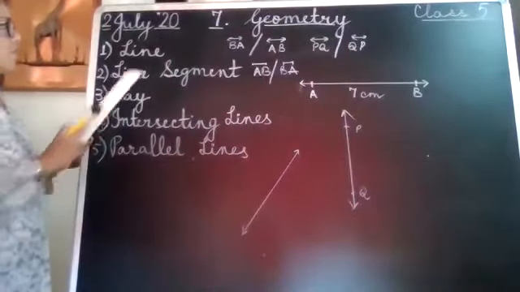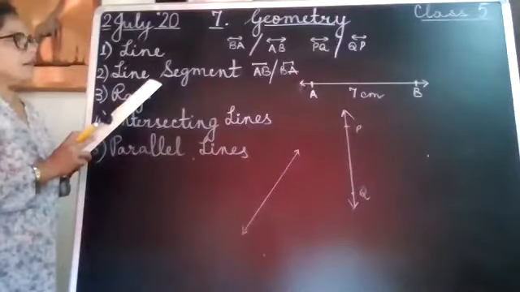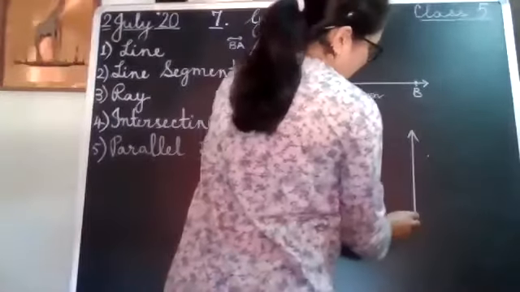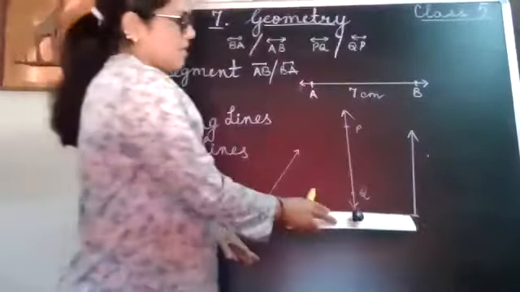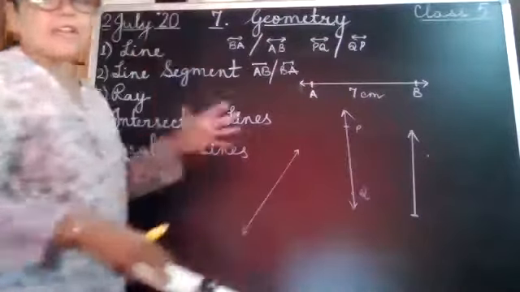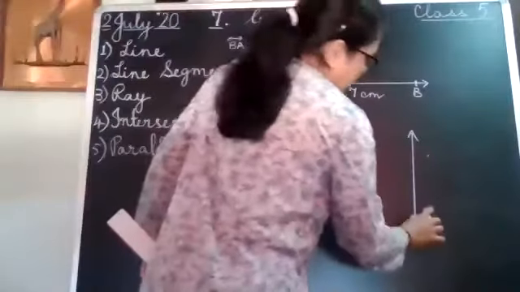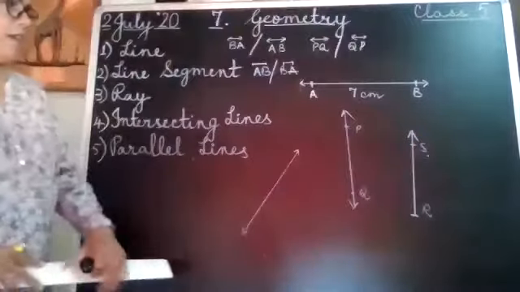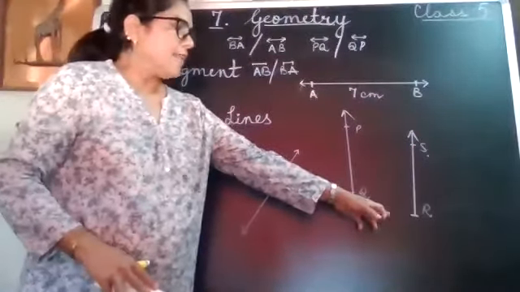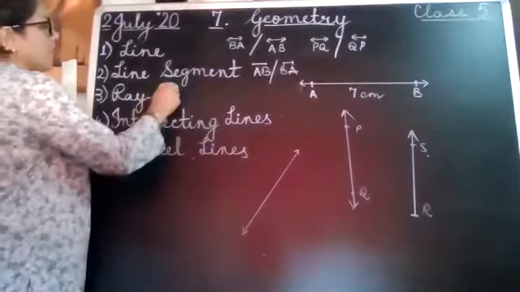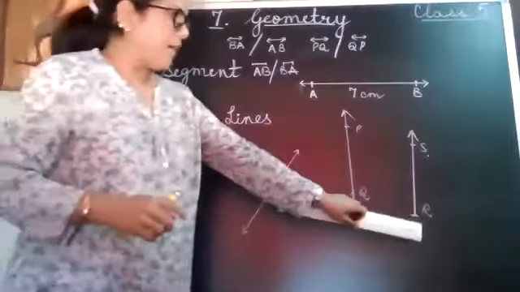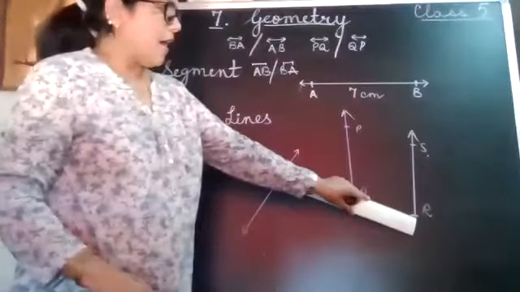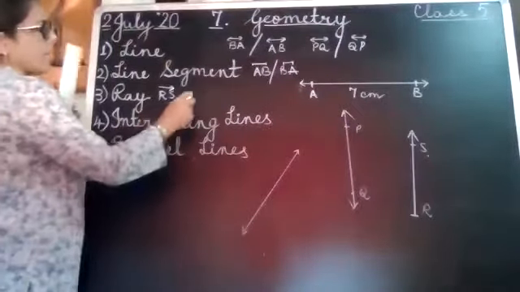Now ray. Ray is a mix of both of these. It means that on one side it has an end point, and on the other side it can be extended endlessly. So for example, if this is say R and this point is S, then if I'm talking about this ray, then whenever I write the name of the ray, wherever is the end point, that has to be mentioned first. So this will be called ray RS.